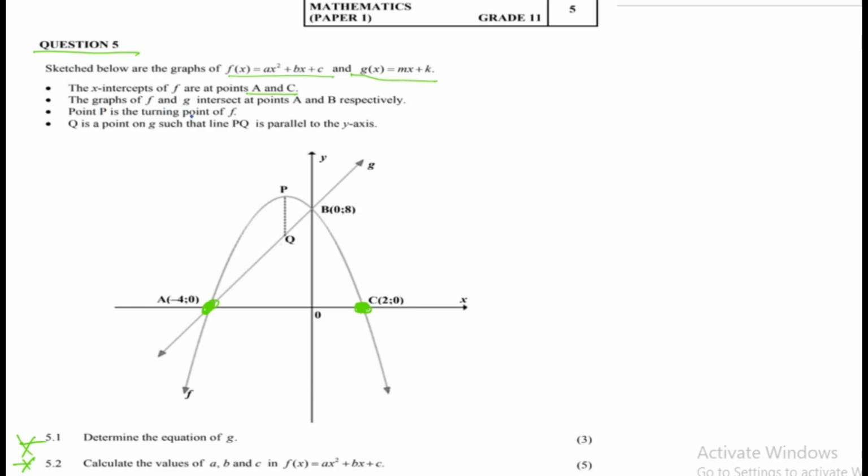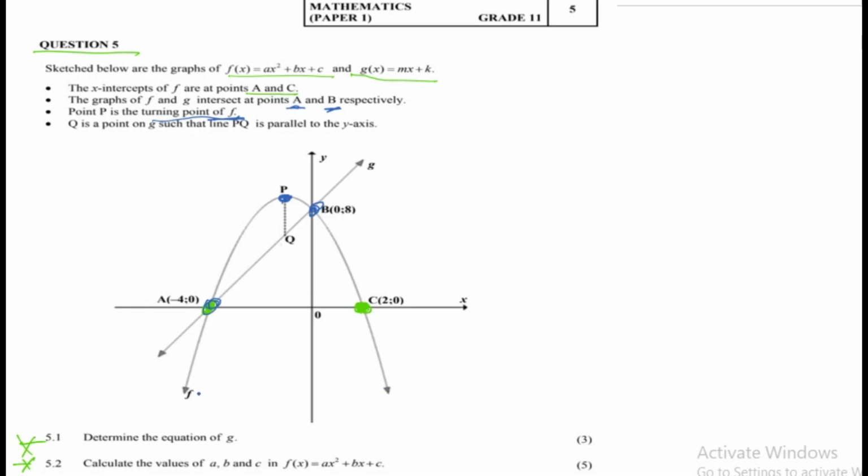Now the graphs of f and g intersect at point A and point B. So these two graphs, the one for f and g, they intersect here at point B and there at point A. So we have got points of intersection between these two graphs. Now point P is the turning point of f. So we are told that this one is the turning point of function f.